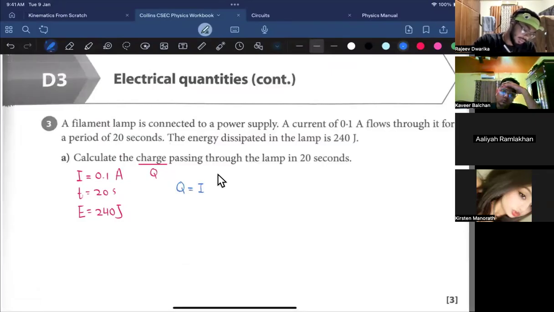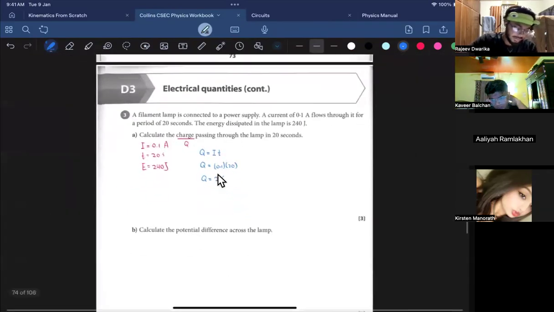Yeah. Awesome. This is the strategy I want you all to use all the time in maths, physics, chemistry, anything. Write down the information you have. So I is 0.1 and time is 20. What's 0.1 by 20? That is 2. 2 what? 2 coulombs, yeah.